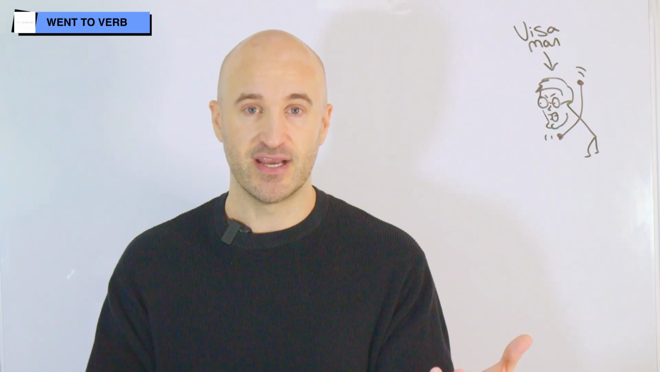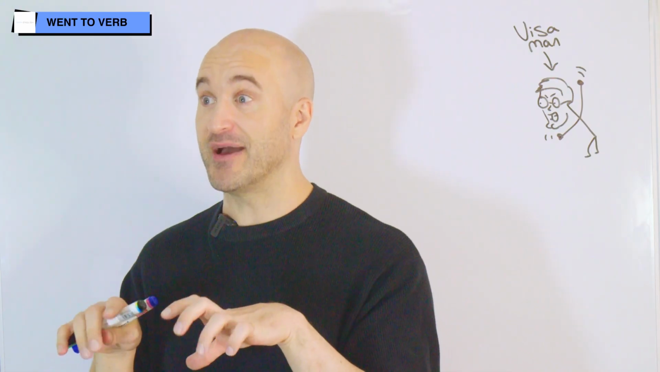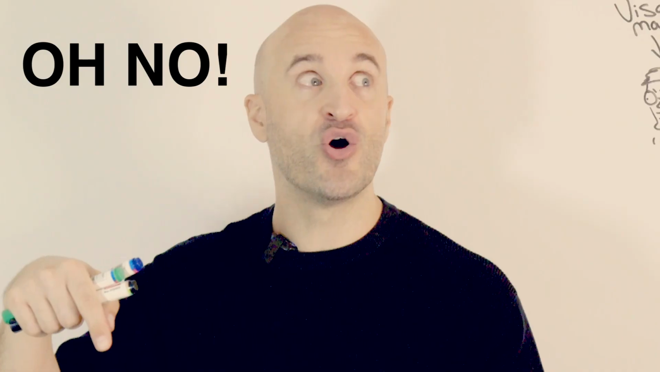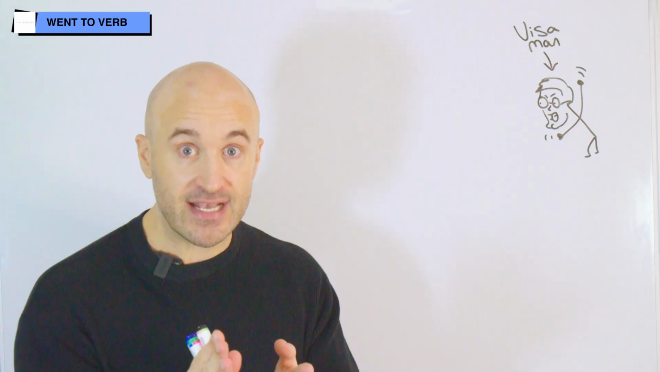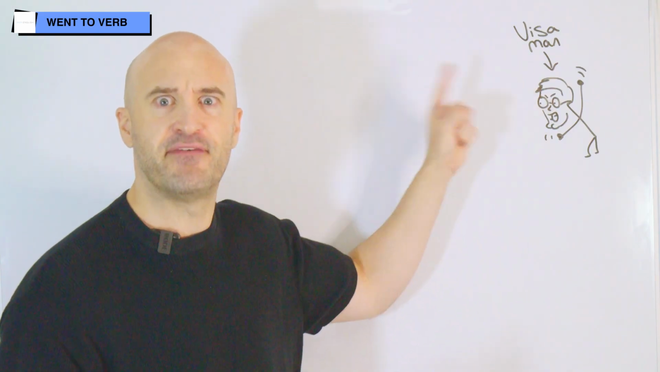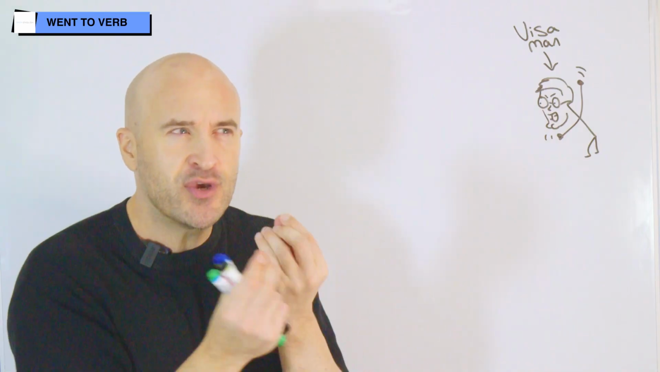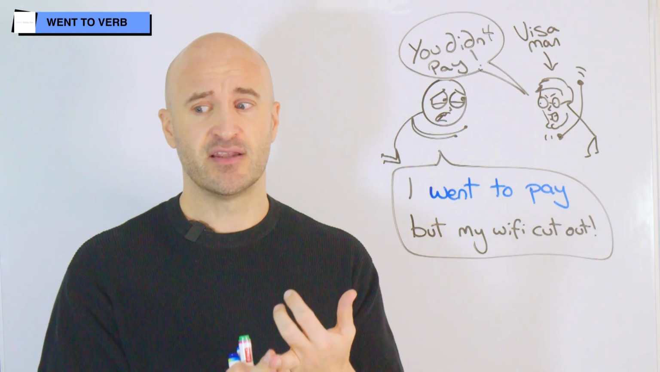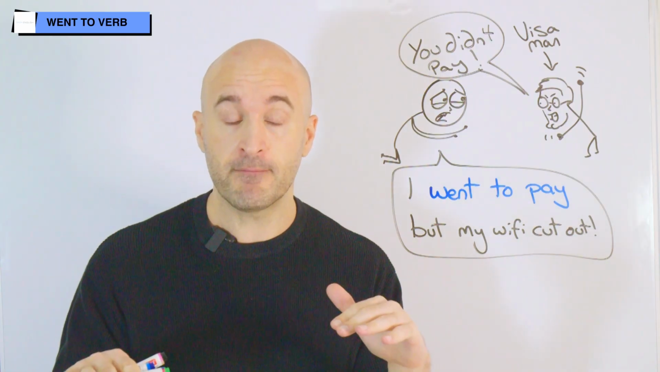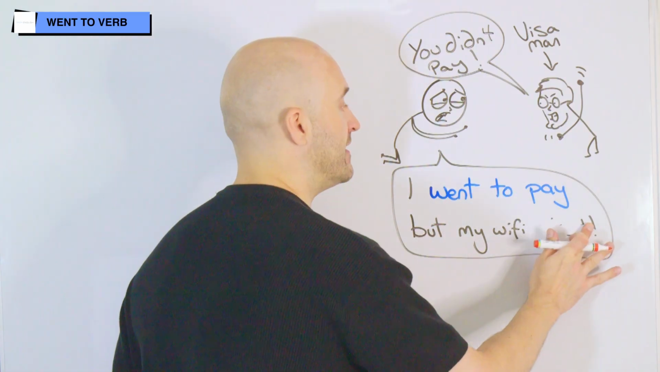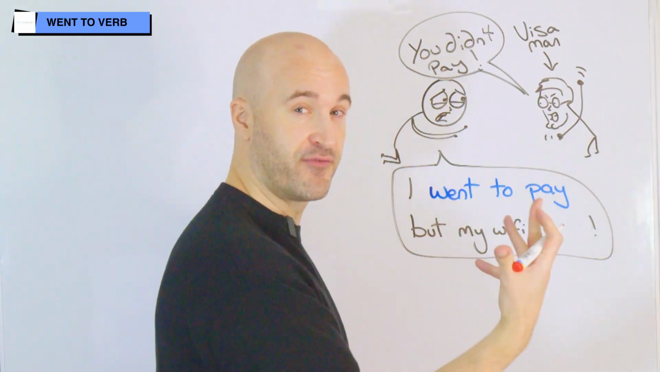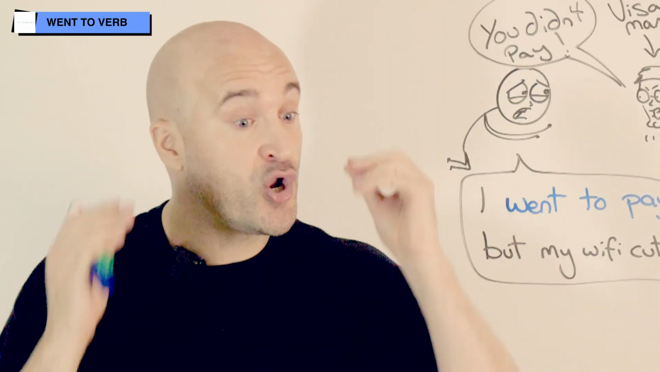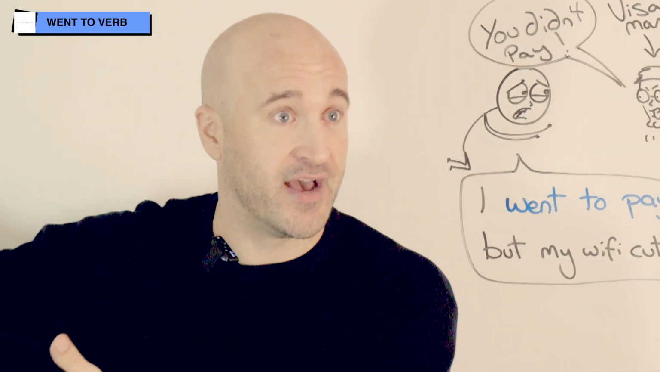That's easier, right? Okay, I just need to pay for my visa. Pay, oh no, the Wi-Fi died. The next day, the visa man is very angry at you. How can you explain when your Wi-Fi or a signal, like your phone, stops working? It cuts out. And now you know a new useful phrasal verb, cut out. "No, I went to pay, but my Wi-Fi cut out."